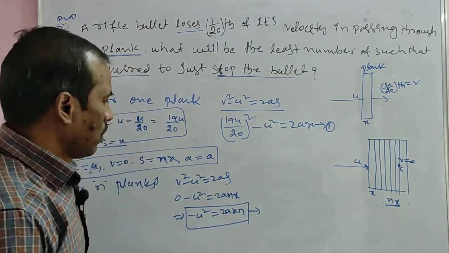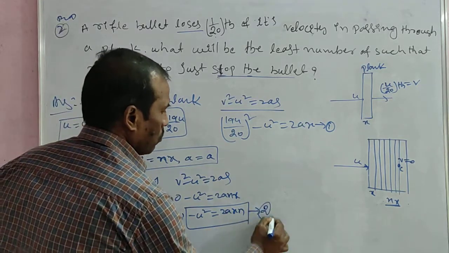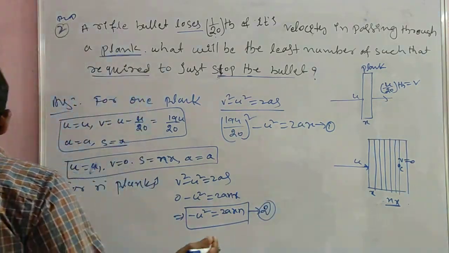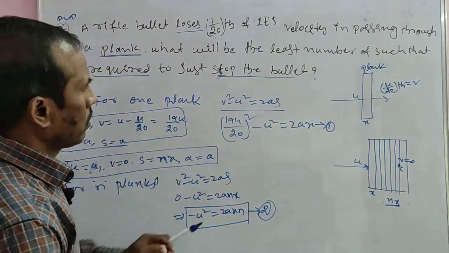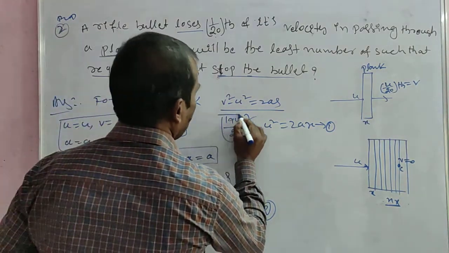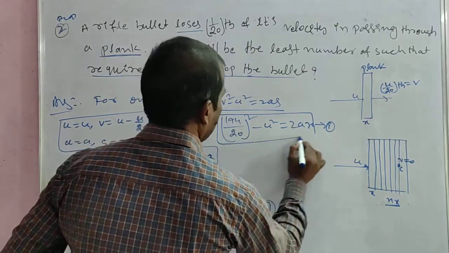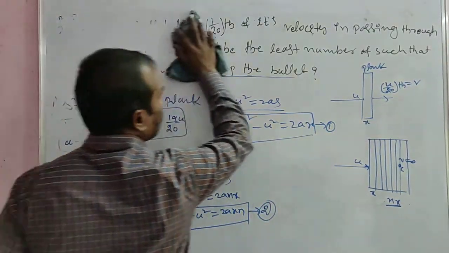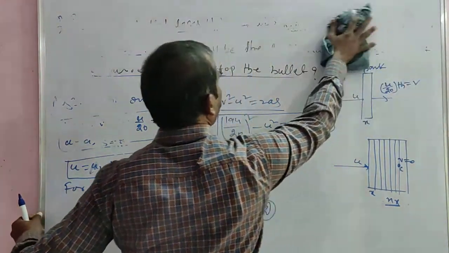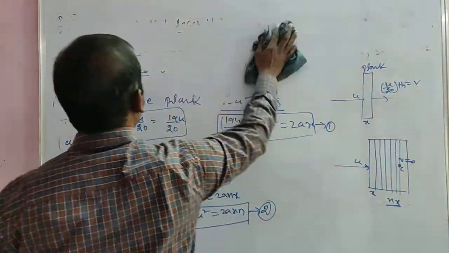Now this is equation 2. Note this first of all: this one is equation 1, and this is equation 2. Now we take equation 2 by 1, and then we will get the number of planks n.